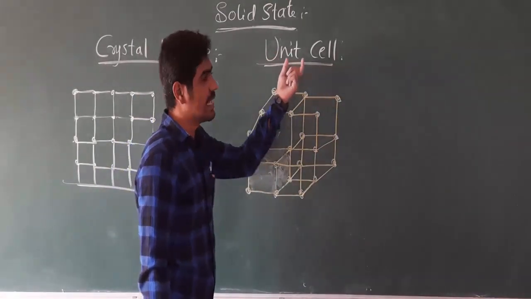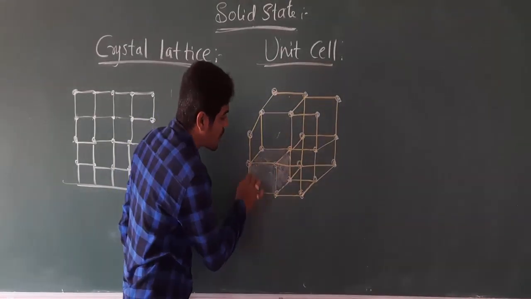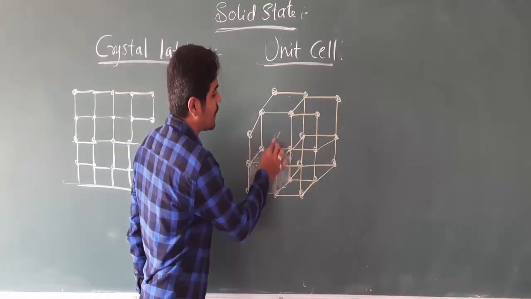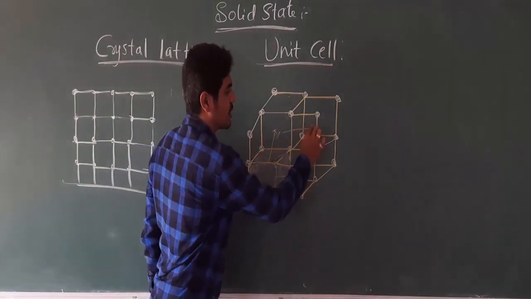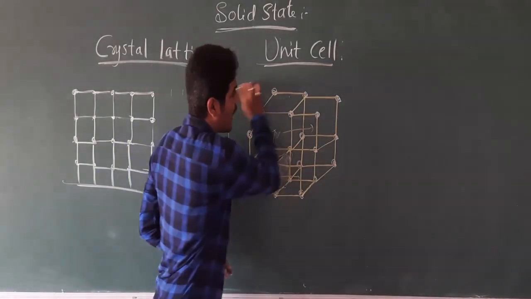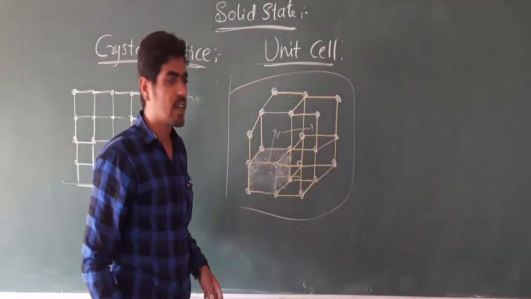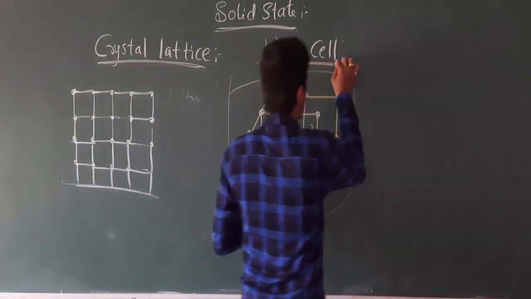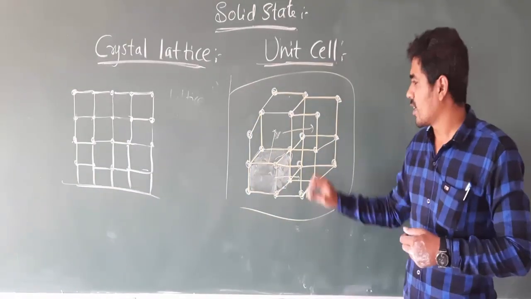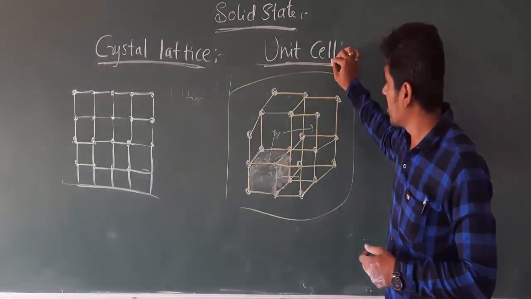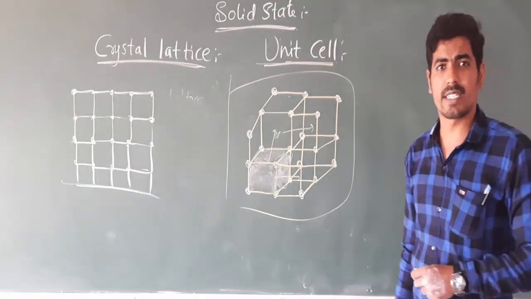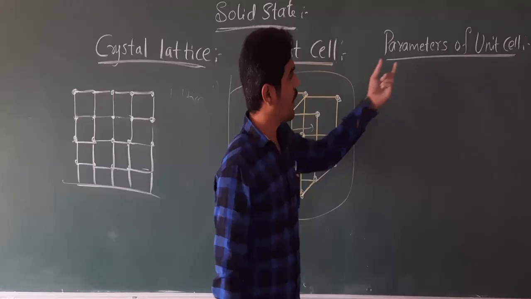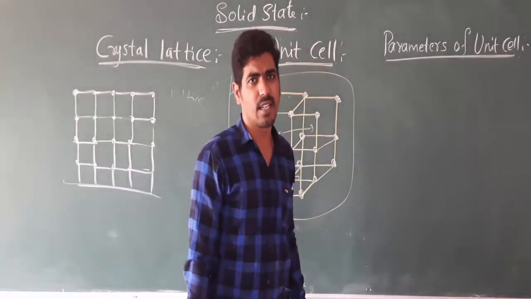So the unit cell can be defined as the smallest portion of the crystal lattice, which when repeated in different directions forms the entire crystal lattice. Okay, this is about the unit cell. So one of the important concepts, unit cell, remember this. And now what are the types of unit cells? We will move to the types. The next one is, what are the parameters of unit cell?